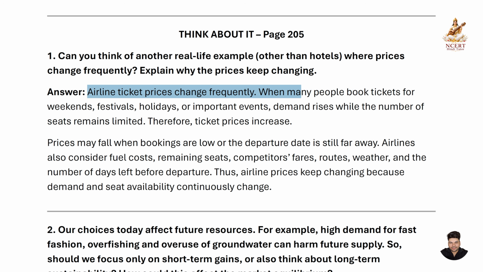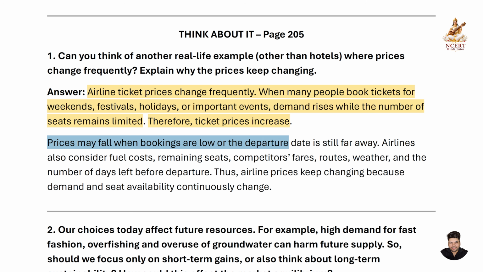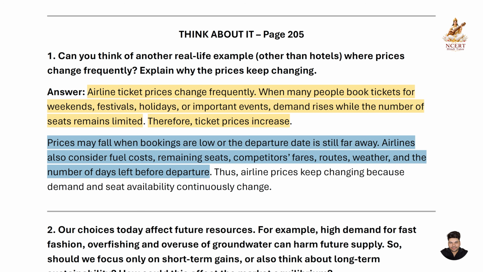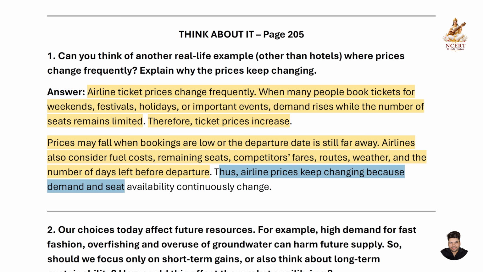When many people book tickets for weekends, festivals, holidays, or important events, demand rises while the number of seats remains limited. Therefore, ticket prices increase. Prices may fall when bookings are low or the departure date is still far away. Airlines also consider fuel cost, remaining seats, competitors' fares, routes, weather, and the number of days left before departure. Thus, airline prices keep changing because demand and seat availability continuously change.